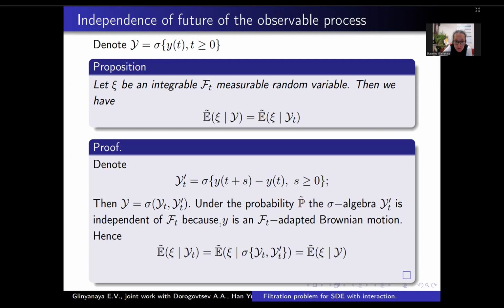So since this holds, we have the following equality, which gives us that when we calculate the conditional expectation with respect to yt, actually we can consider the conditional expectation with the bigger sigma algebra, when we have here an ft-measurable random variable. So it will simplify our next calculations.